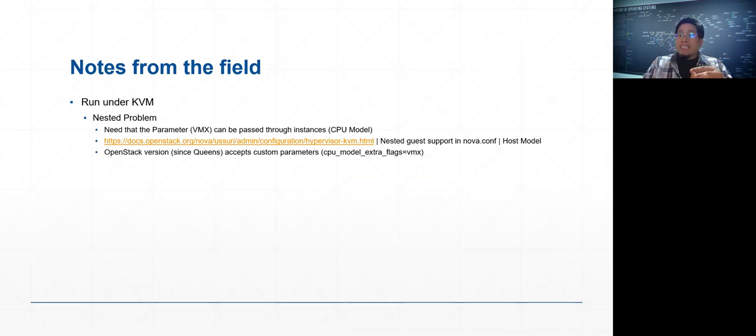However, since we started with Mitaka, it was not possible to do that, because the parameter that we need, the CPU model extra flags equal VMX, was not present. It's just since Queens that it appeared, which helps to pass the CPU model to the instance, and then we'll be able to do nested virtualization. To do that, there is a link for the configuration. You go to the section nested guest support, Nova conf, and the host model, to avoid that problem in the future.